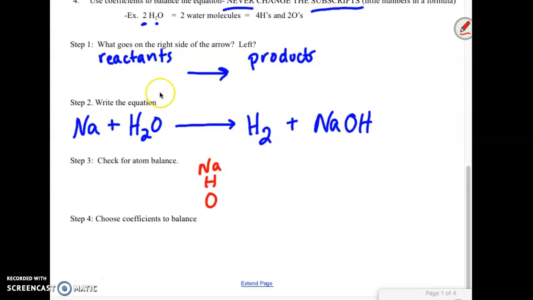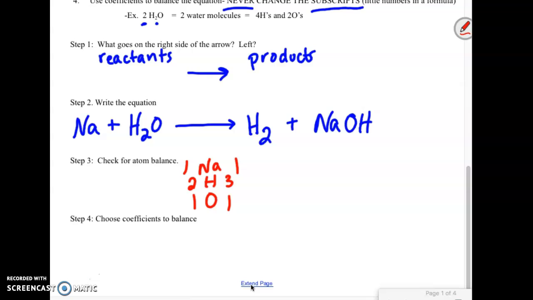So on my reactant side over here, I only have 1 sodium. So I'm going to put a 1 on the left-hand side. On this side, I only have 1 sodium, so I'm going to put a 1 over there as well. Now I have 2 H's on the reactant side. I have to be careful here because on the product side, I have 1, 2, 3 H's. And then I have 1 O on the reactant side, and 1 O on the product side. So the H's are what's throwing me off, okay? So we're going to have to choose coefficients to balance.